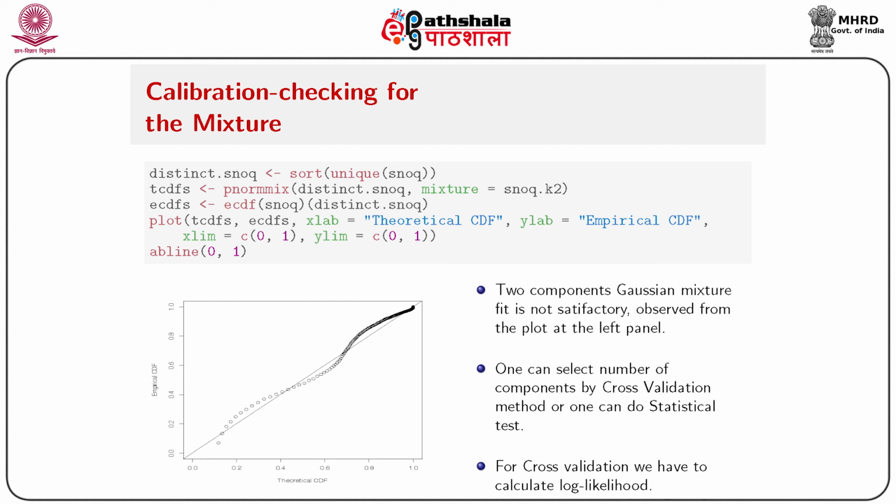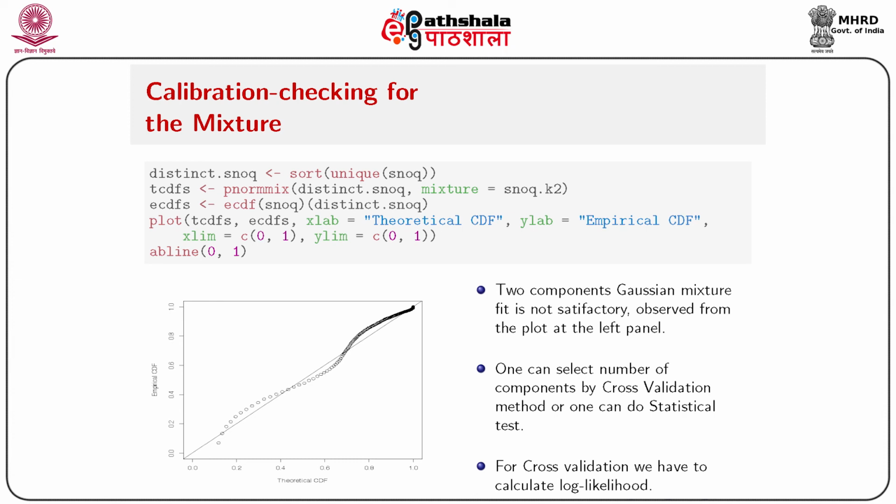If you see this plot, you will see that it is clearly violating this. It is actually the QQ plot. The QQ plot is showing the theoretical CDF and the empirical CDF, and the theoretical CDF and empirical CDF are not at all coinciding. So the two component Gaussian mixture fit is not satisfactory, as observed from the plot in the left panel.